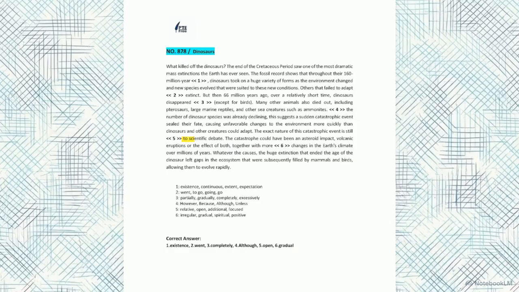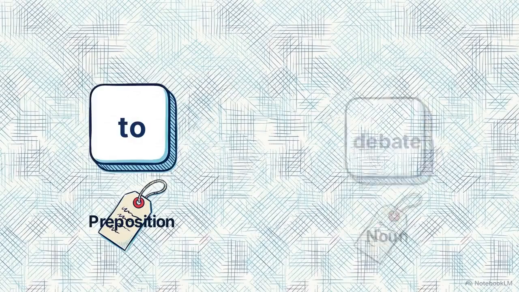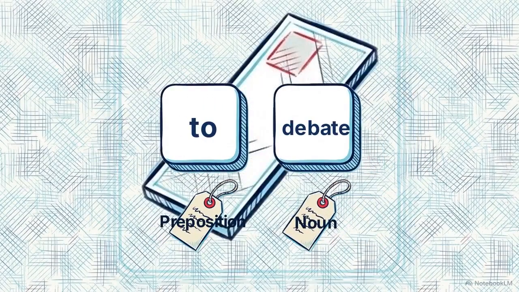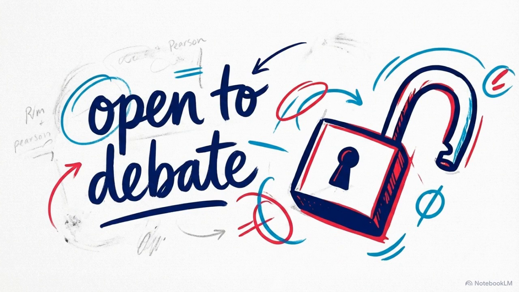For blank 5, look at the words following the gap, to scientific debate. The preposition to, combined with the noun debate, indicates a specific idiomatic construction. The correct choice is open, completing the collocation open to debate.